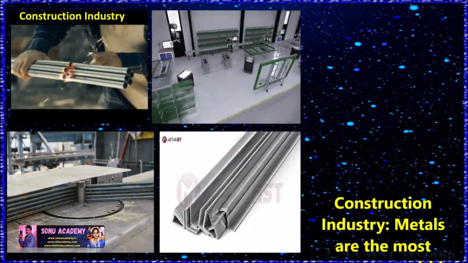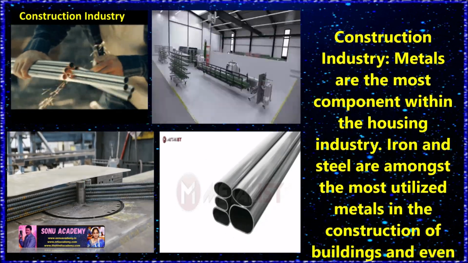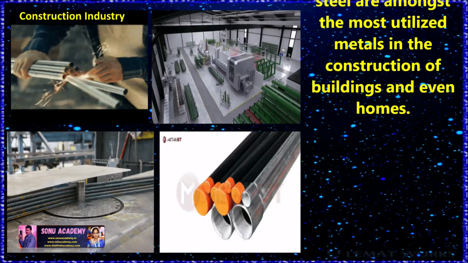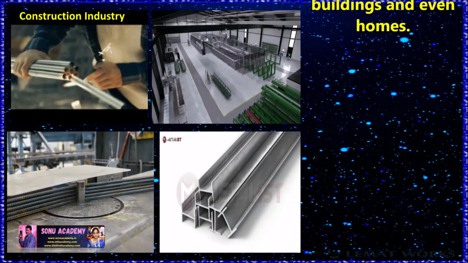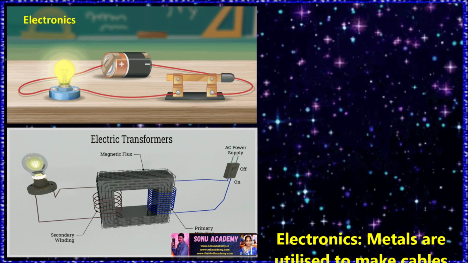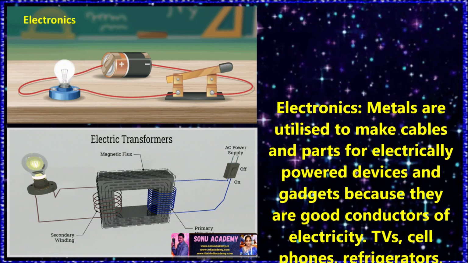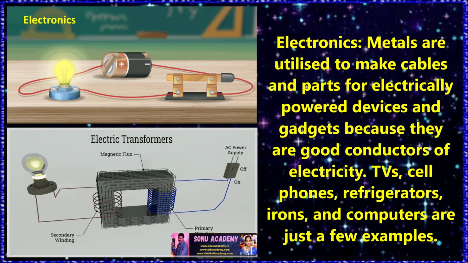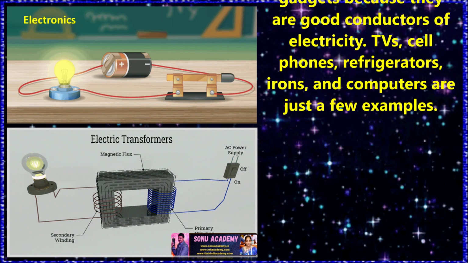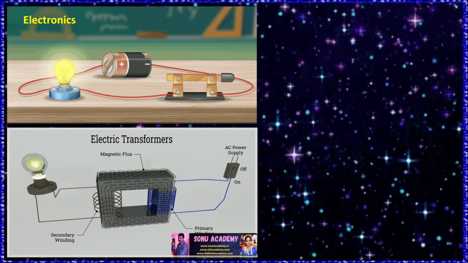Let us see the uses of metals in the construction industry. Metals are the most important component within the housing industry. Iron and steel are amongst the most utilized metals in the construction of buildings and even homes. Electronics. Metals are utilized to make cables and parts of electrically powered devices and gadgets because they are good conductors of electricity. TVs, cell phones, refrigerators, irons, and computers are just a few examples of electronics.